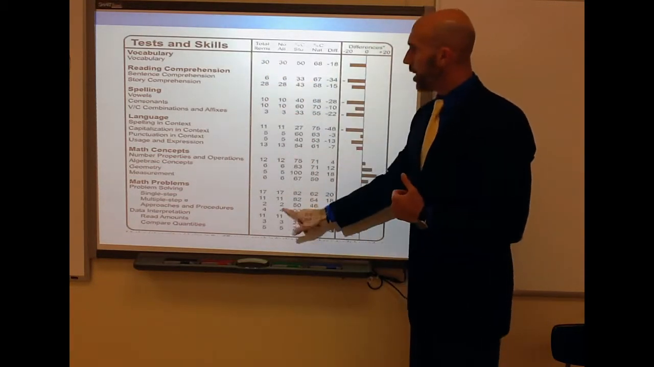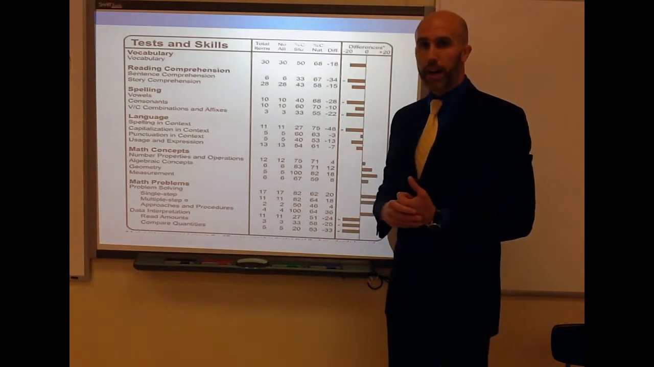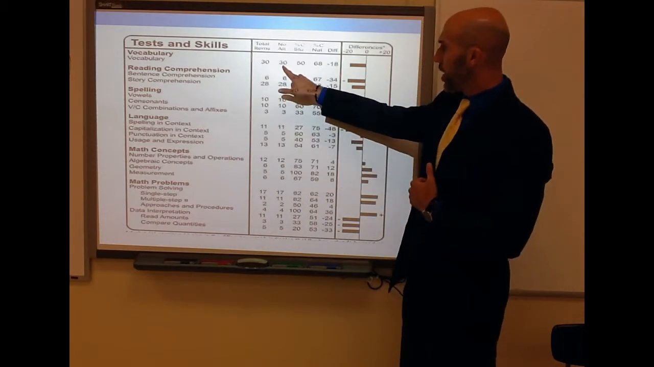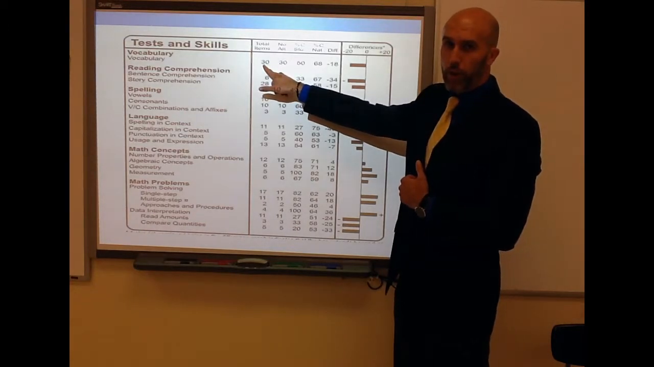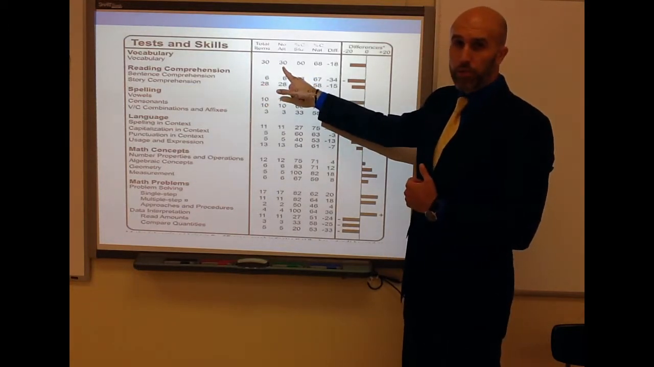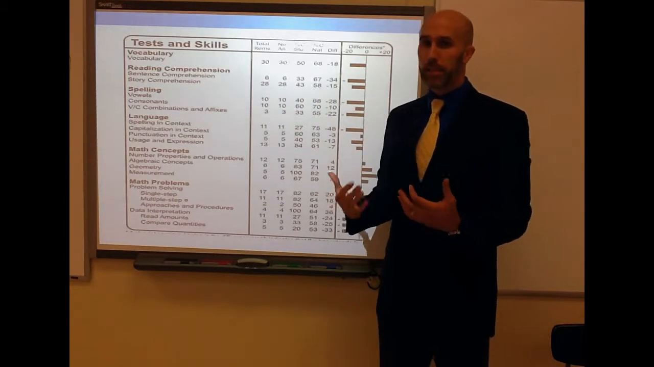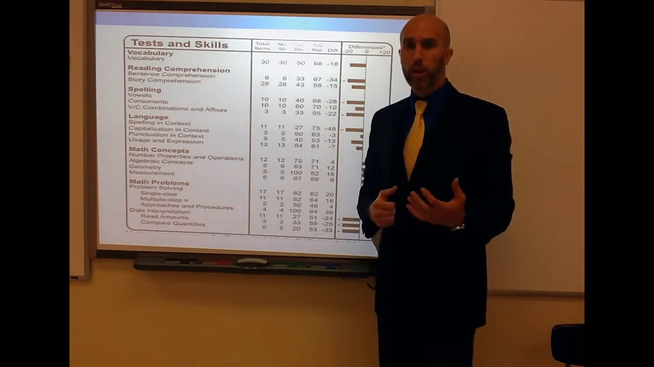The second column is the total number of items that your son or daughter attempted for that particular test. So you'll see out of the 30 total items for vocabulary, this particular student answered all 30 of those items. So they attempted them. It doesn't mean that they necessarily got them correct.